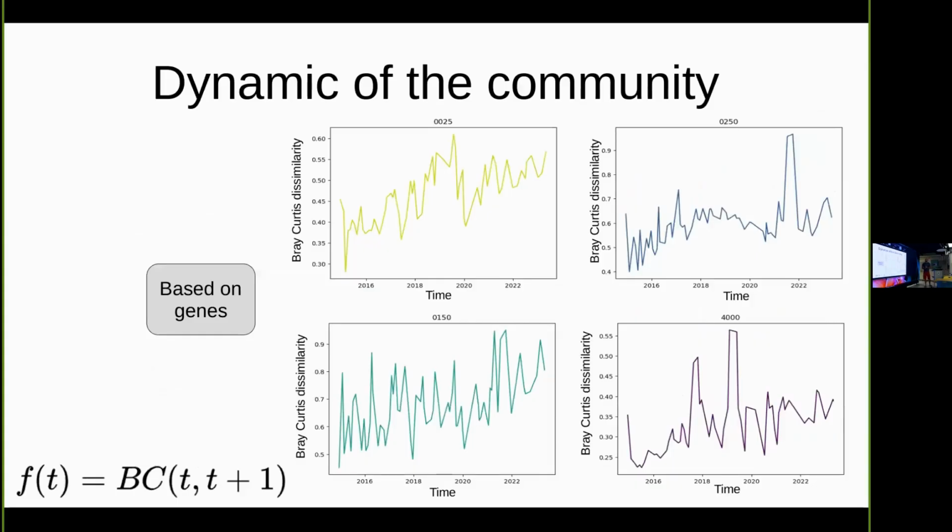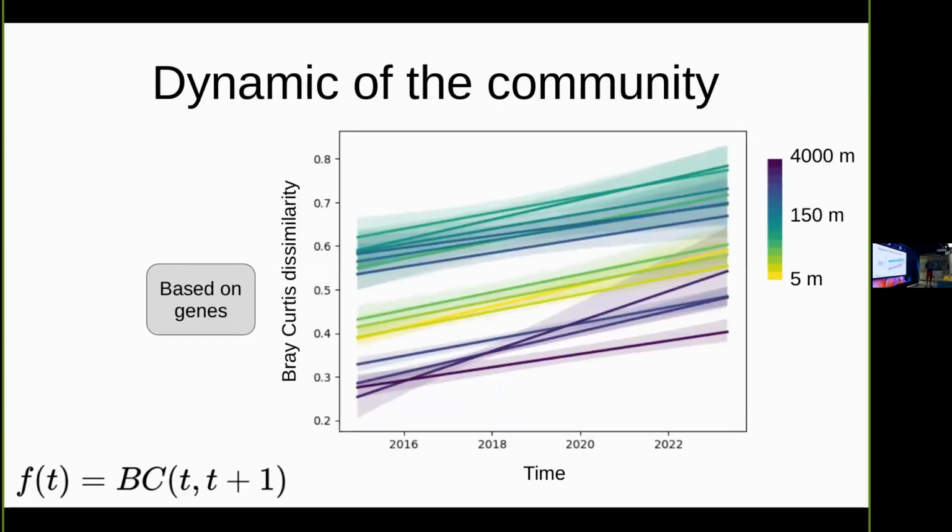And for the dynamic of the community, this time it's only based on genes. And here I plot for depth so that you can see how it looks like. But I want to draw your attention to the fact that among those 4 days, there is a slight tendency of the dissimilarity to increase over time. And if I do a linear regression on all the depths, I have that kind of plot. So the tendency to higher dissimilarity over time is present in all depths. And I think it's important.